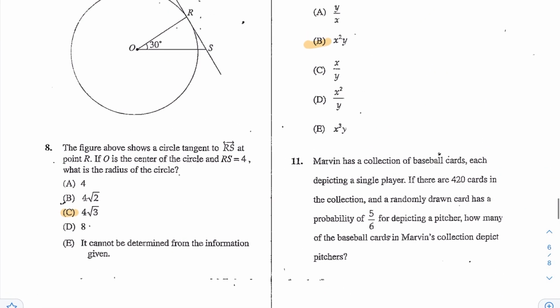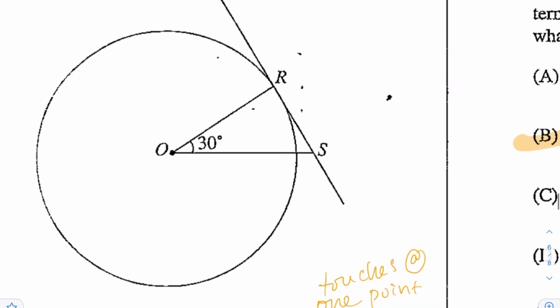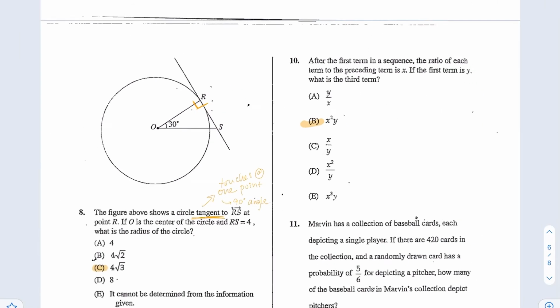All right, next for number 8, the figure above shows a circle tangent to line RS at point R. If O is the center of a circle and RS is equal to 4, what's the radius of the circle? All right, so tangent means it touches at one point, and it'll make a 90-degree angle. So you know that has to be 90 degrees.